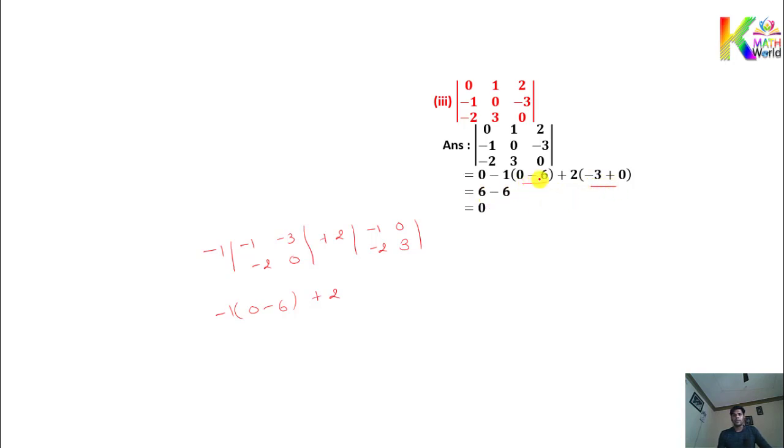So here you get minus minus, here it will become minus 6. So minus minus plus 6, and 3 2s are 6. So you got here minus 6. So 6 minus 6, that will be 0. That is your answer.